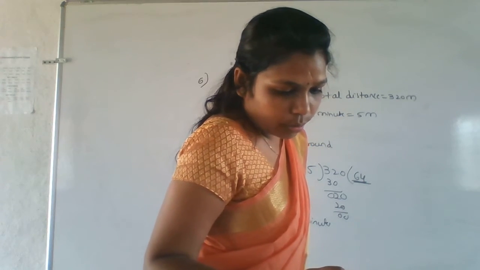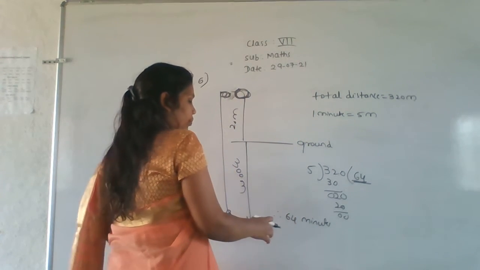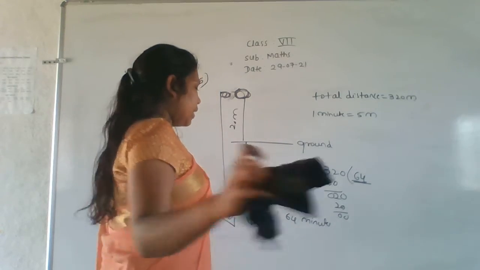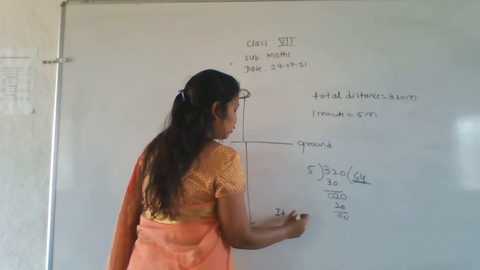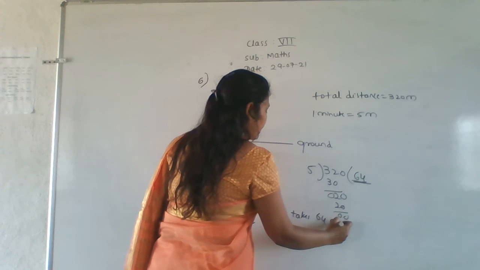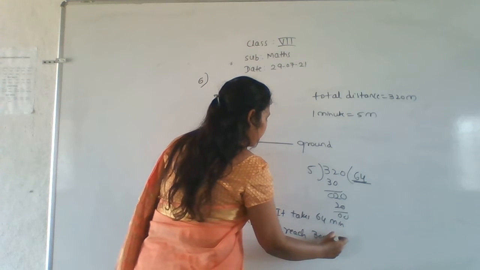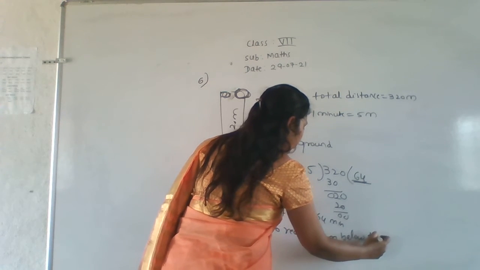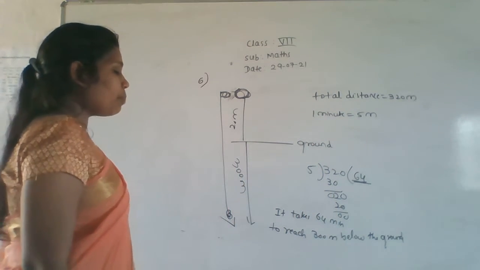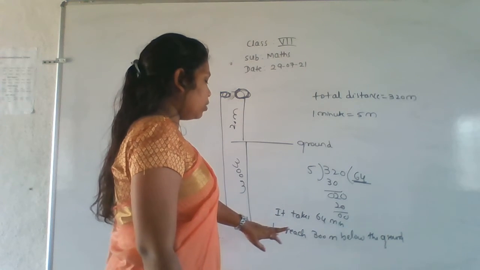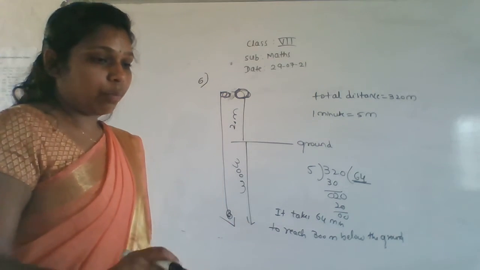What did they ask here? How long will it take to reach 300 meter below the ground? Therefore, it takes 64 minutes to reach 300 meter below the ground. Understanding what I am saying here? It takes 64 minutes to reach 300 meter below the ground level. That is the problem.